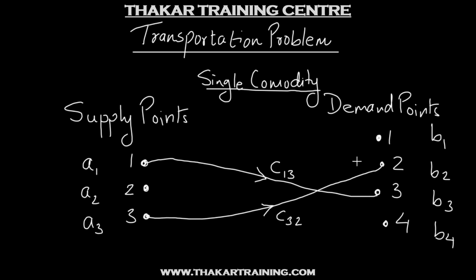So likewise, you can have a network where you can supply different quantities from these points to these points. And the objective of the transportation problem is to determine what quantities should be supplied from each supply point to each demand point such that the total transportation cost is minimum. Now usually, a transportation problem is approached with a tabular form or a matrix form. So let's look at that now.